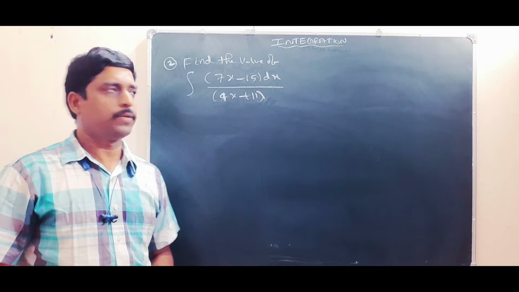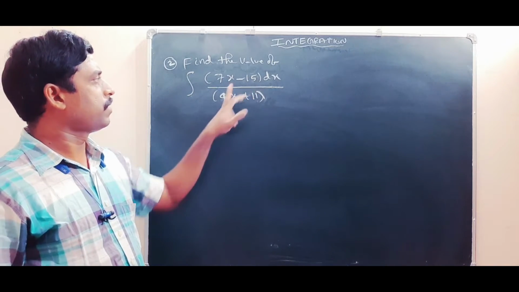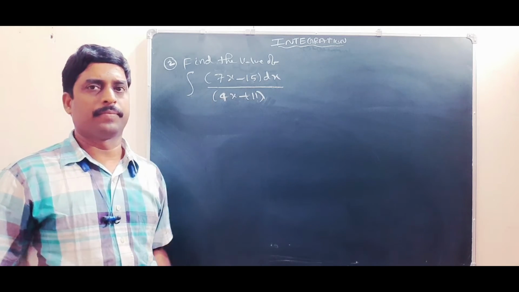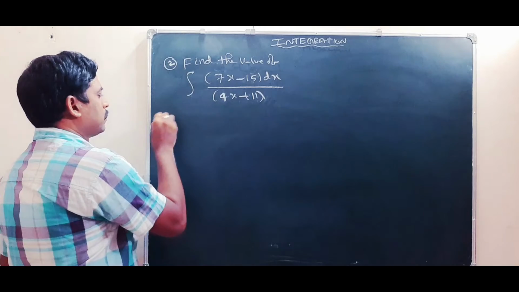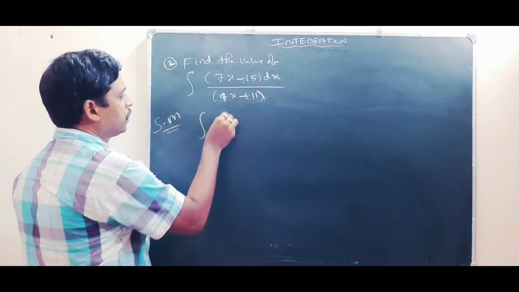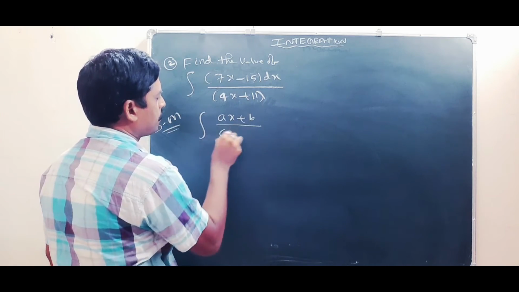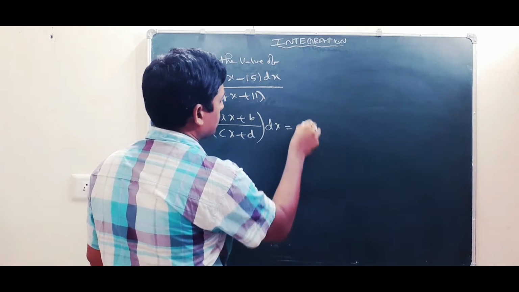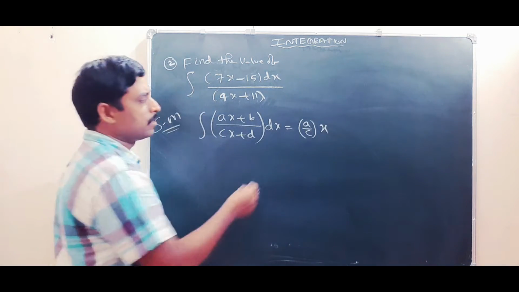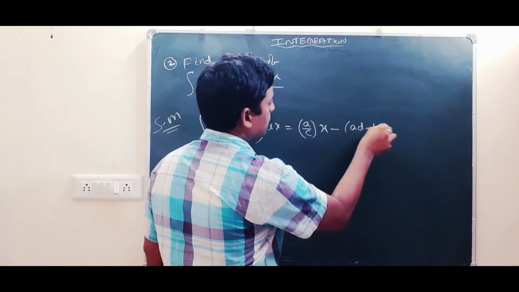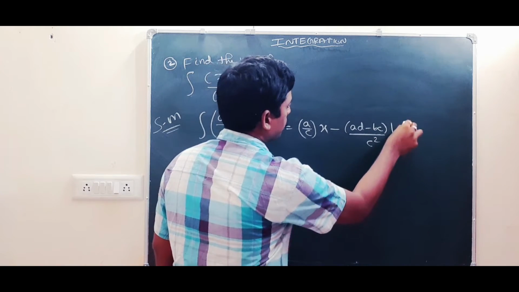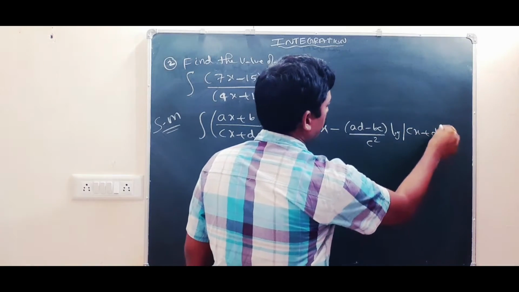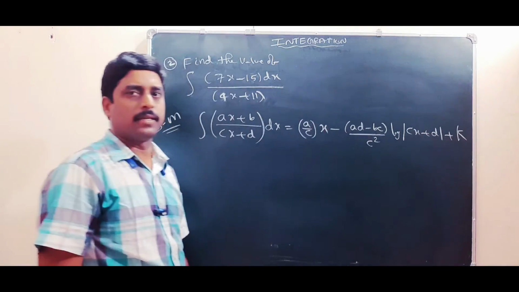Okay, now explain question number 2. So integral 7x minus 15 by 4x plus 11 dx. This is in the form of linear 1 by linear 2. Okay. Shortcut method. Integral ax plus b by cx plus d. It is going to be a by c into x minus ad minus bc by c square into log of denominator. What is the denominator value? cx plus d, plus k, where k is the integral constant.